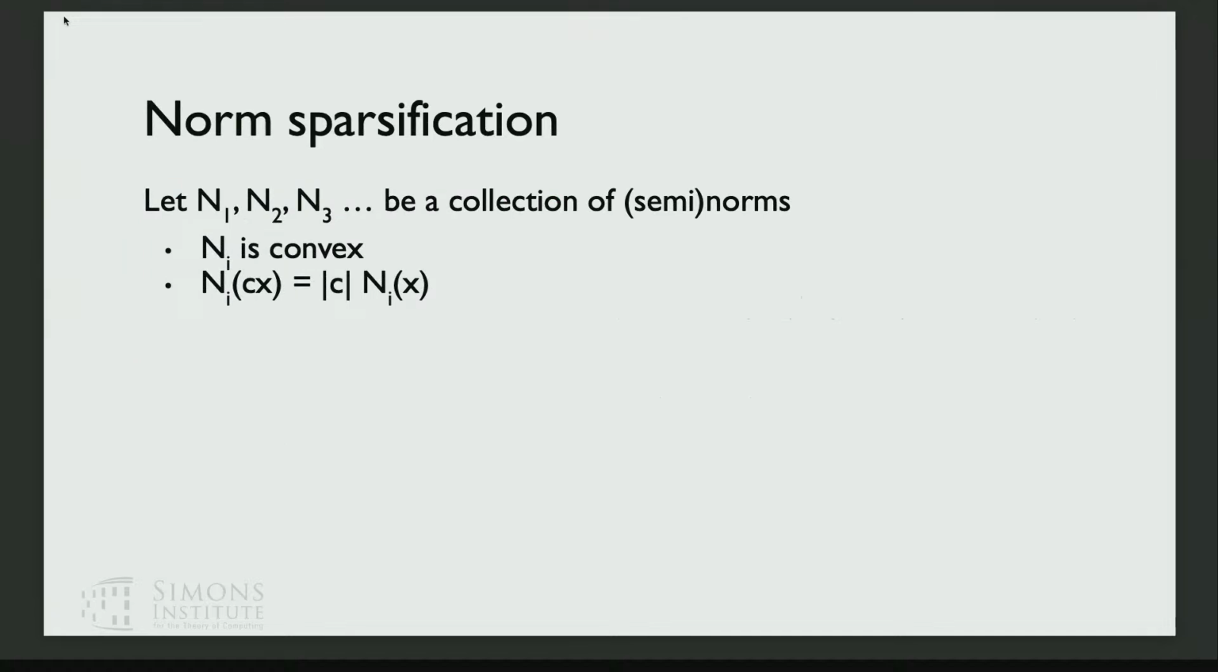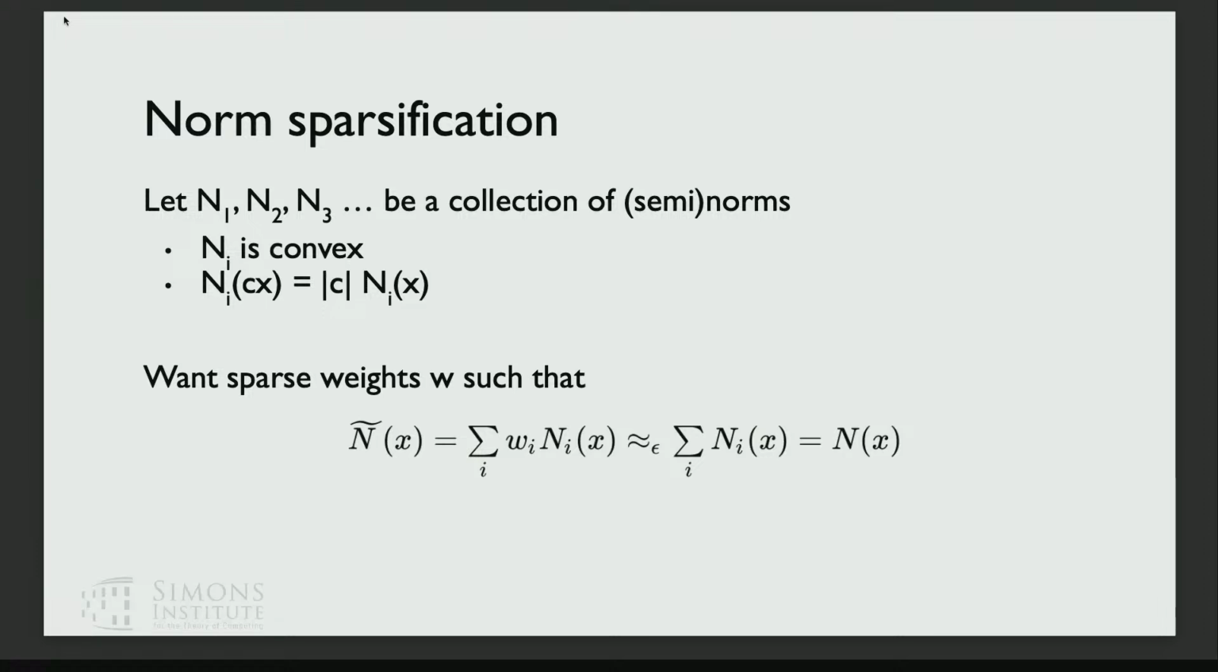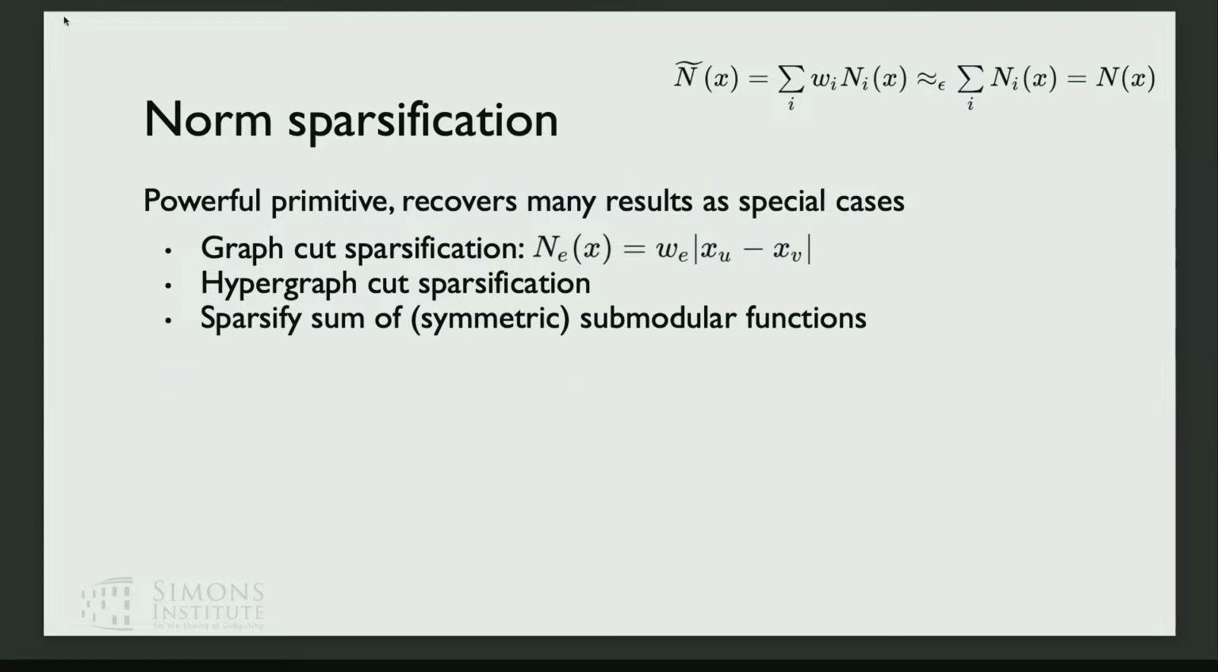So let me talk about the most general result in this collection. Let's have some collection N1, N2, N3 being just some semi-norms. Semi-norms are convex functions which have this linear scaling property. And our goal is to find some sparse weights which approximate this sum. It's a very powerful primitive, and it immediately recovers a bunch of results from the modern TCS literature, like graph cut sparsification, hypergraph cut sparsification. And in fact, you can use this to sparsify sums of symmetric submodular functions, which is a problem that's been studied quite a lot by, I think, a completely different community.